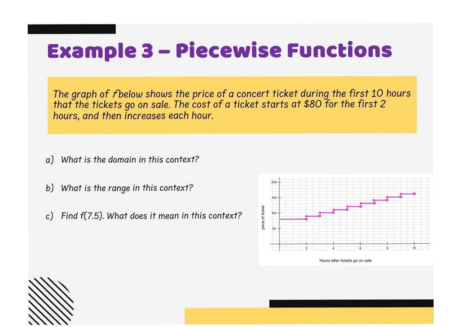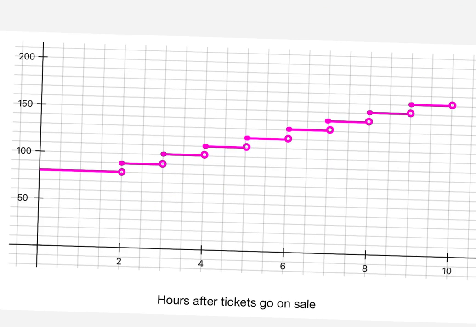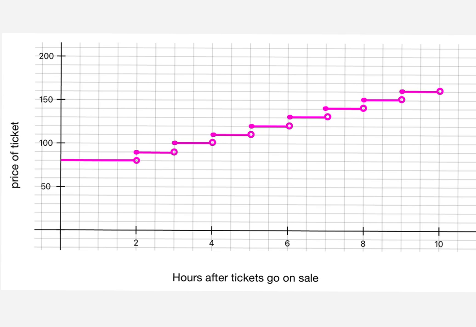What does the solid dot and open dot indicate? Whether it's included or not. Good. So at 2 hours, what is your price? 90. Does that make sense? Because that's the solid dot. What would happen if these were both solid dots? What's wrong with that? That's the line test. It would fail your vertical line test. It would not be a function. Does that make sense? Okay.